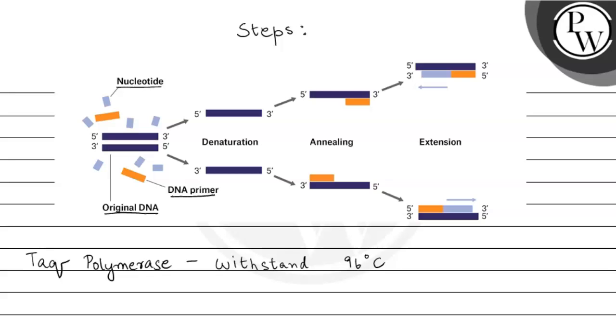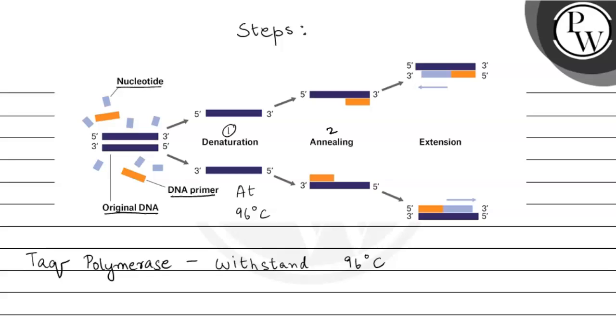Now the first step of PCR is denaturation. So these steps occur at around 96 degree centigrade. So at such a high temperature, the two strands of DNA separate. And along with it, the Taq polymerase remains intact because it can withstand this high temperature. This is the reason why we use Taq polymerase and we do not use any normal DNA polymerase.